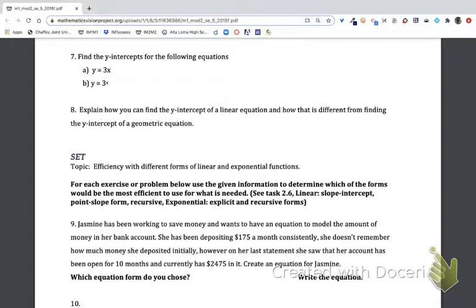To find y-intercepts, the trick, the key, the thing to focus on is the y-intercept happens when x is 0. So we plug 0 in for x, and you find out what the y-intercept is. So in this case, the y-intercept would be 0, 0. For number 7b, 3 to the 0 power is 1. Therefore, the y-intercept would be 0, 1.